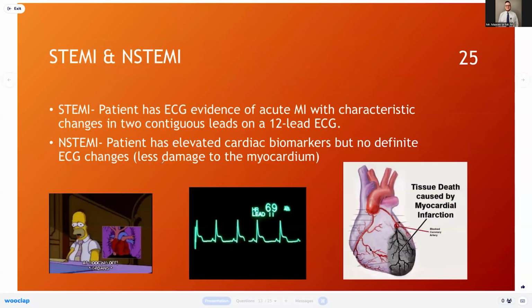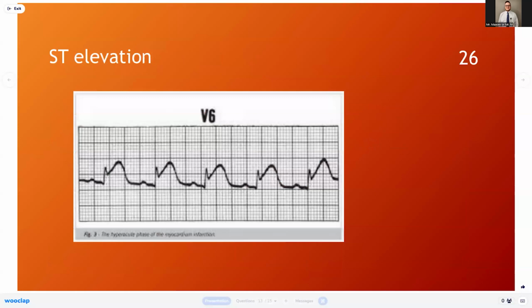So again, STEMI versus non-STEMI, this is need to know. STEMI is evidence of EKG changes, the ST segment elevation on a 12 lead, and this basically indicates much more severe cardiac tissue death. Non-STEMI is saying that they have elevated cardiac biomarkers, they have symptoms of a heart attack, but there's no definitive EKG changes. And this would indicate less severe myocardium damage. Still a heart attack, still problematic.